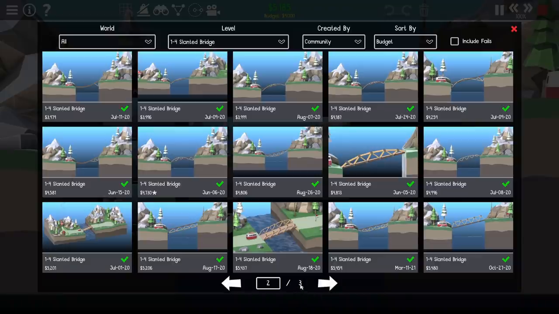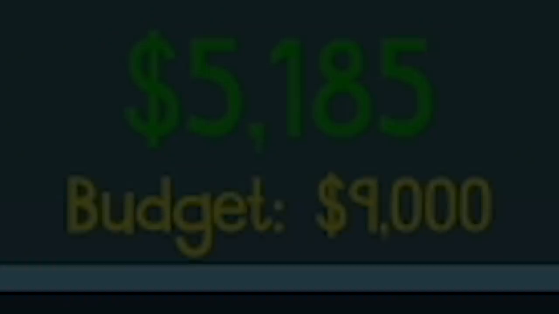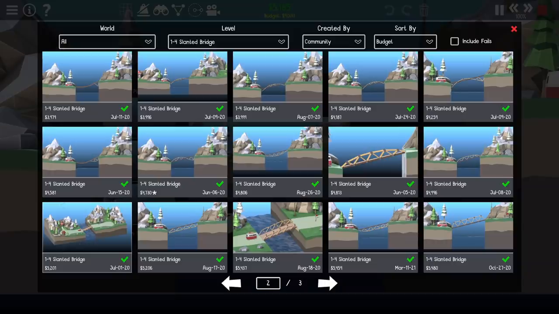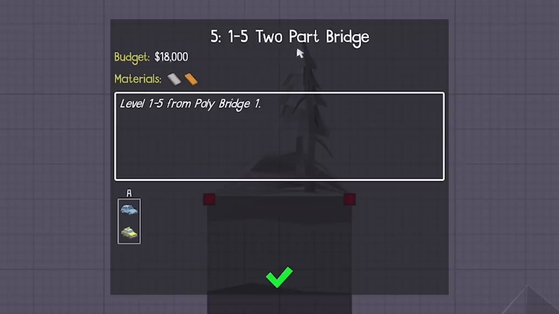Less and less people. So there's only 3 pages worth of people doing this one. What do we get? 5,100. So we're on the second page. So we're actually in the bottom half. Not ideal. Right, level 5, a 2-part bridge.